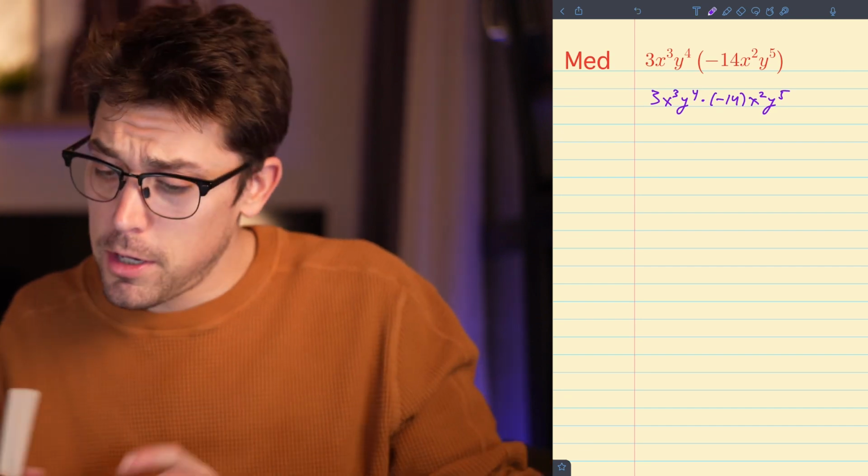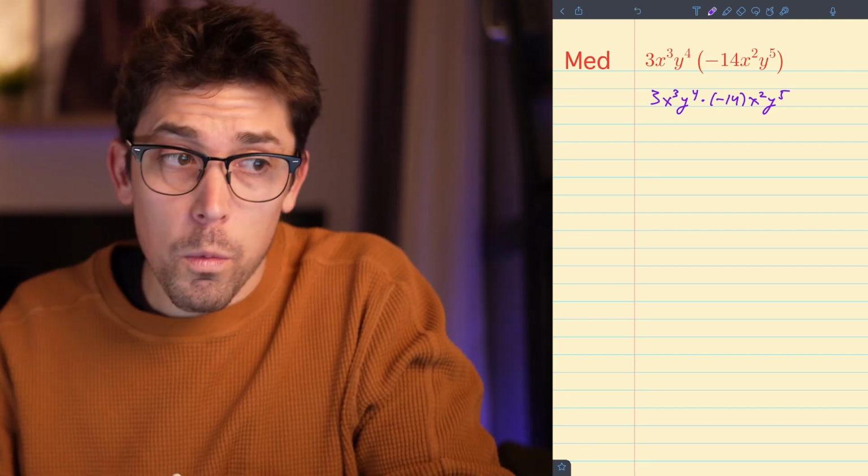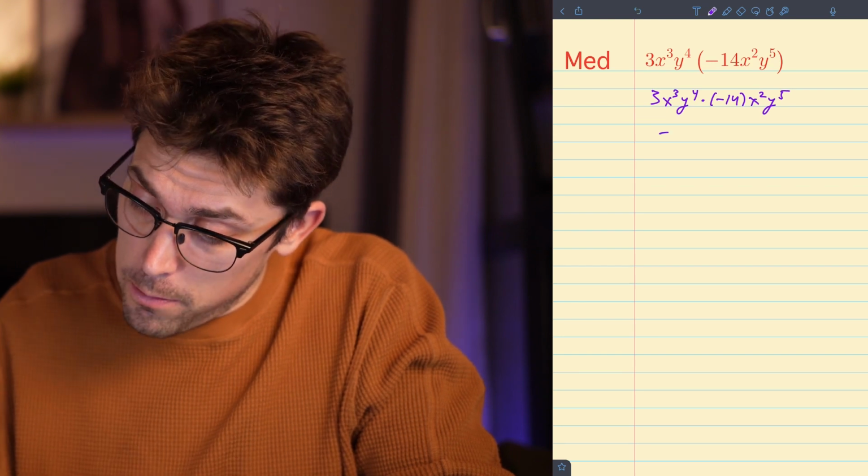Now let's combine like terms. So I have 3 times negative 14. What's that going to be? That'll be negative 42. Okay.